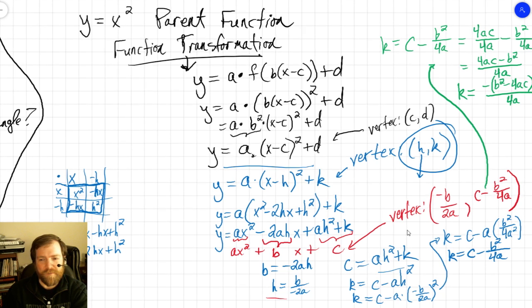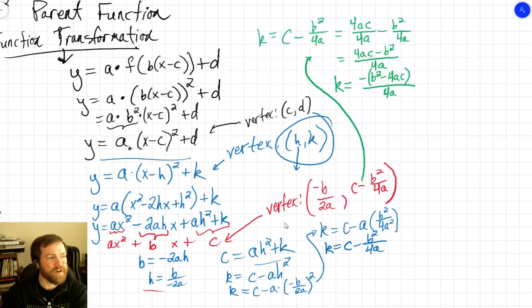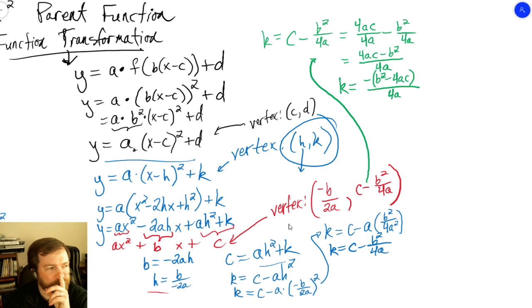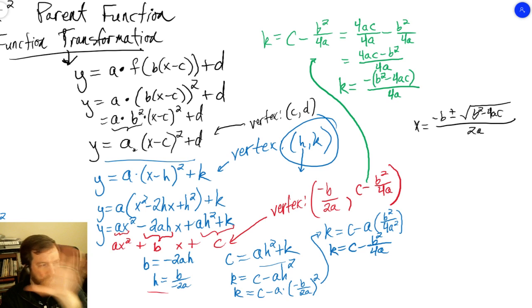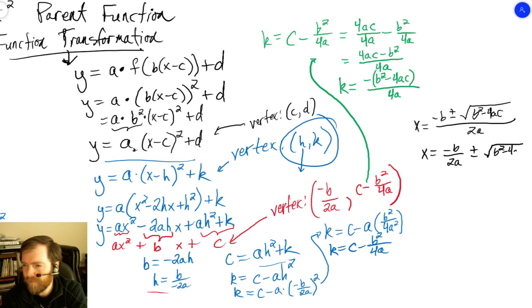The other thing that comes back to haunt you is that if you were to look at the quadratic formula as a whole, x equals negative b plus or minus the square root of b squared minus 4ac all over 2a. And you look at this as one big thing. Let's split it up as fractions.